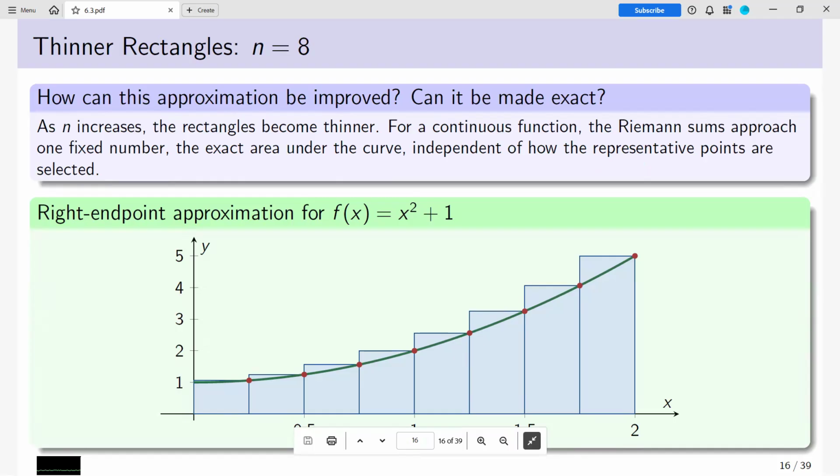With 8 rectangles, each width is 1/4. The staircase follows the curve more closely than it did with 4 rectangles. More rectangles bring more accuracy and more opportunities to forget which endpoint you are using.